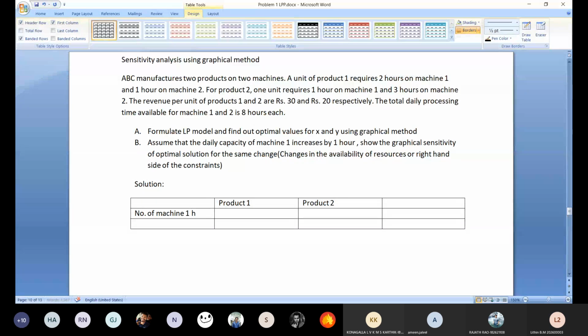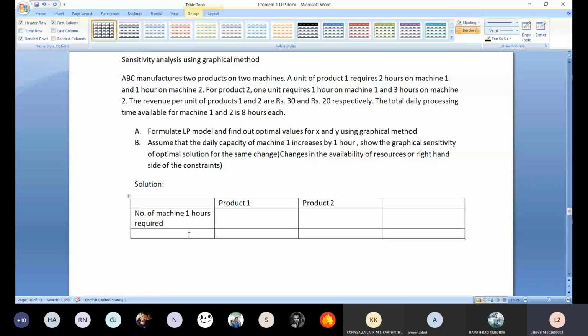We have one more machine as well, which is machine 2. So number of machine 2 hours required per unit. This is per unit. For producing 1 unit, how many machine hours do we need? So this is what we are actually speaking about here.